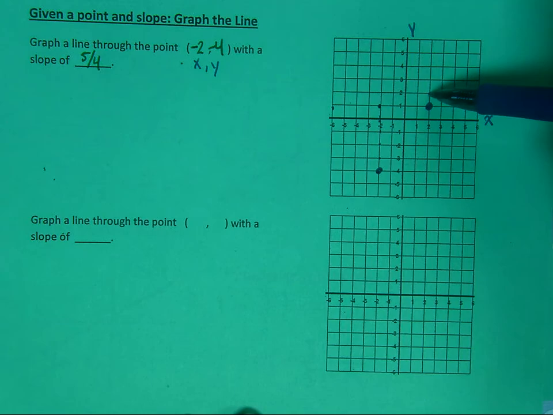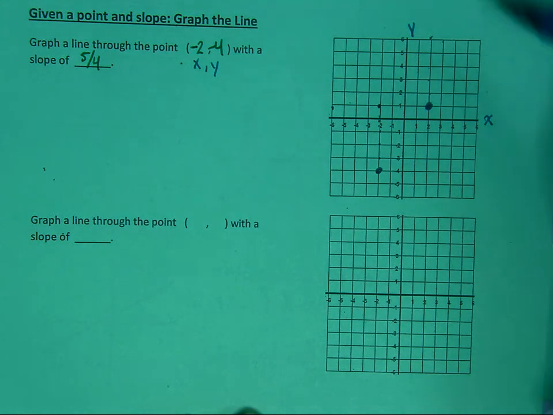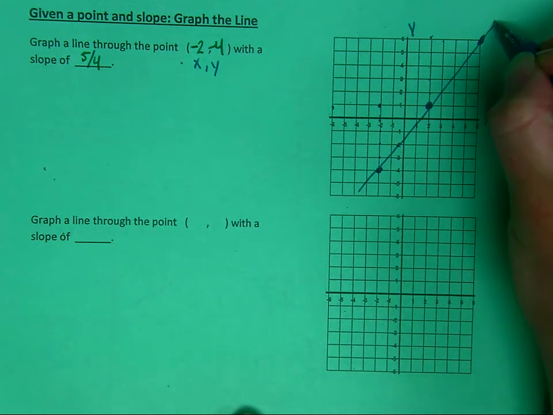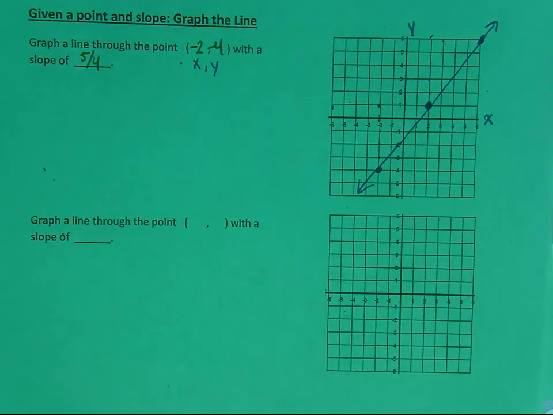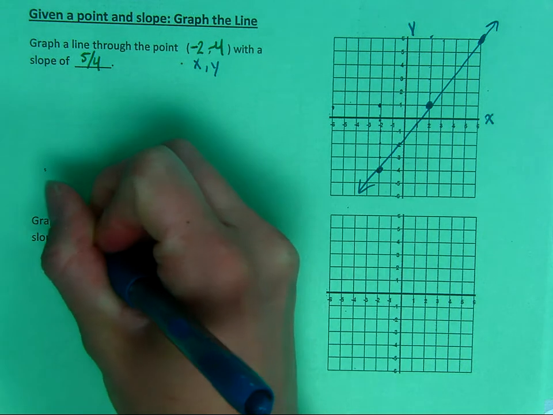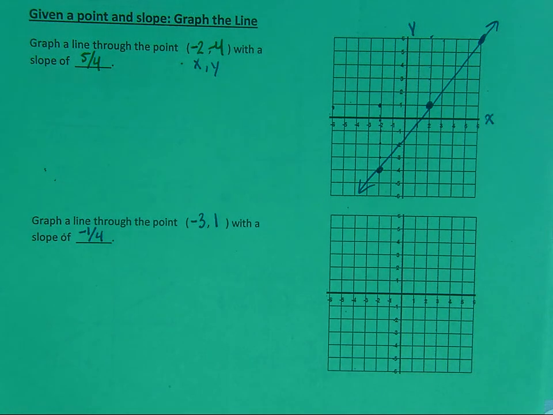So then I can repeat that one more time. 1, 2, 3, 4, 5. 1, 2, 3, 4. Put a point there. And then draw in our line. Good. So let you try one now. So your point is -3, 1 with a slope of -1/4. So pause the video, try that first.